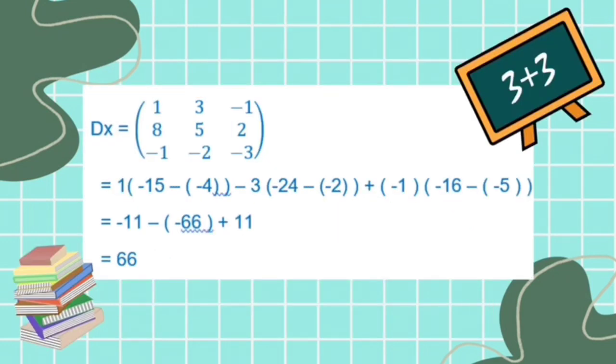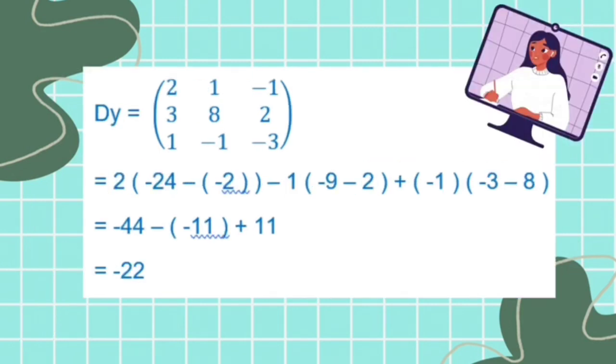Okay, here is the Dx equation. So we replace the first column with B, which is 1, 8, negative 1, to find Dx, then divide it by D, the determinant. For determinant Y, we replace the second column with B as 1, 8, and negative 1. This is the question to find Dy.